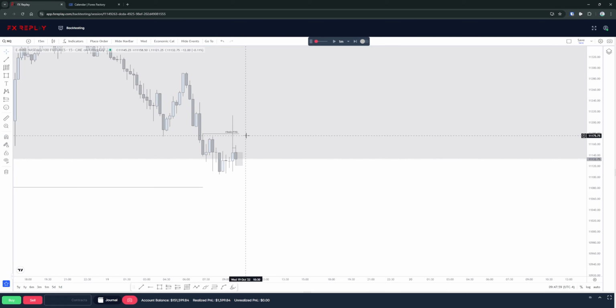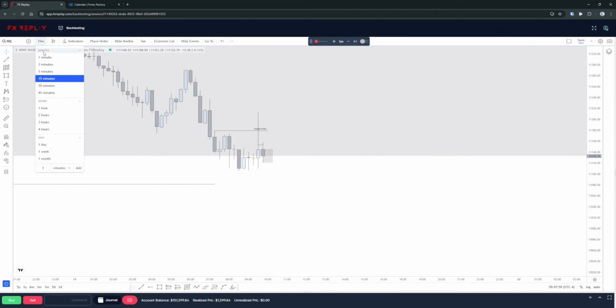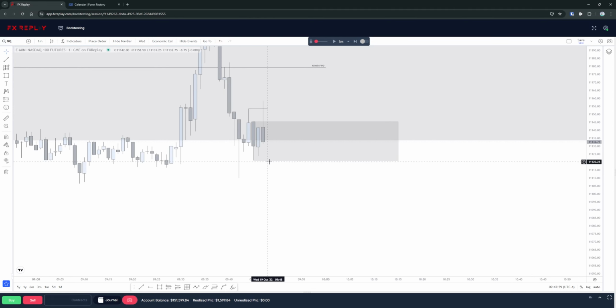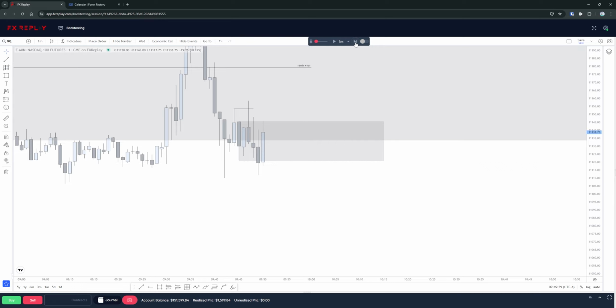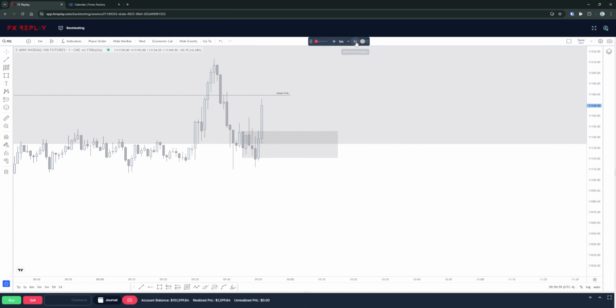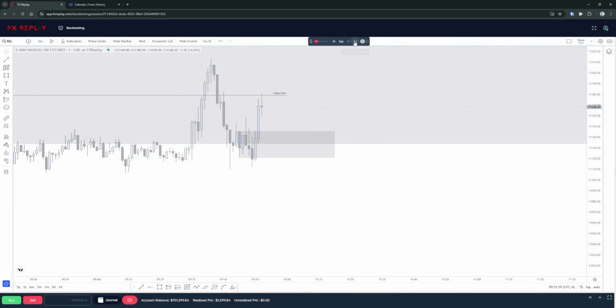I liked this rejection we just had off this 15-minute. This looks very nice actually. So I want to see what happens here. Lovely, we get closure below it, but I need the next candle to confirm an FVG. We have no FVG. That now is invalidated. Looks like we are going now back up. Tap that FVG again.